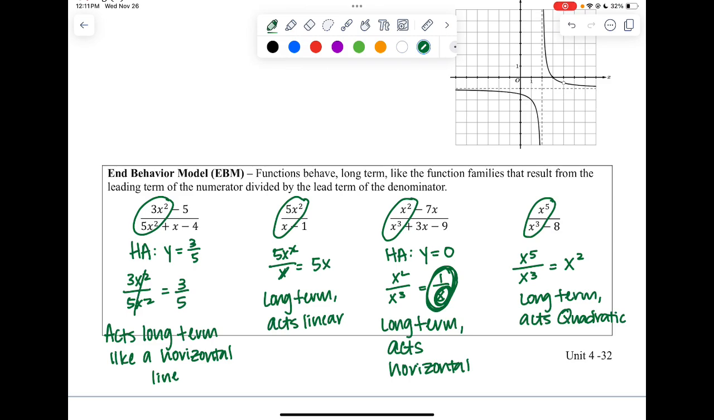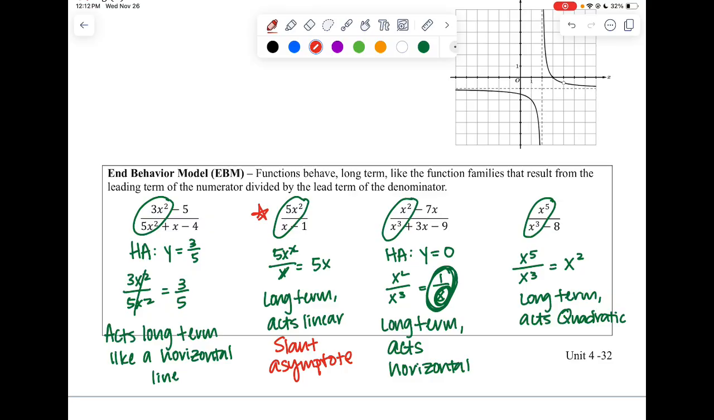So this is what we're going to focus a little bit more on. How do we graph functions where we long term don't act like a horizontal line? What happens if it acts linear, if it acts like something else? And I'll let you know that we're mainly going to stick to the linear cases because we're going to call these slant asymptotes. Or we can also call this an oblique asymptote. The two of them are interchangeable.